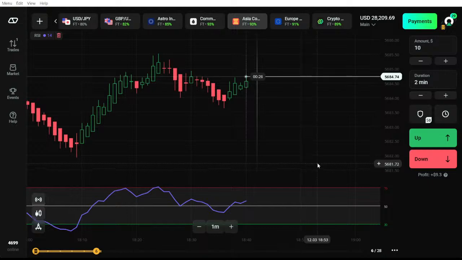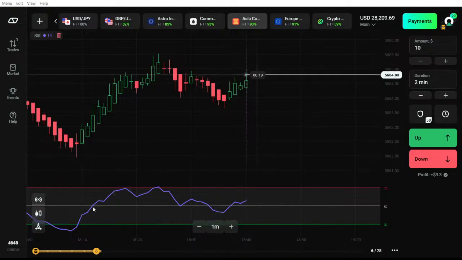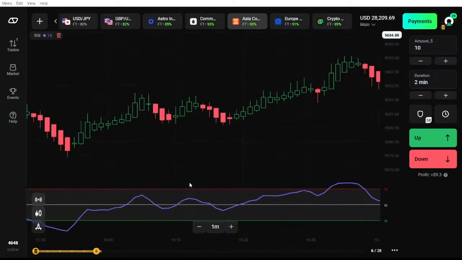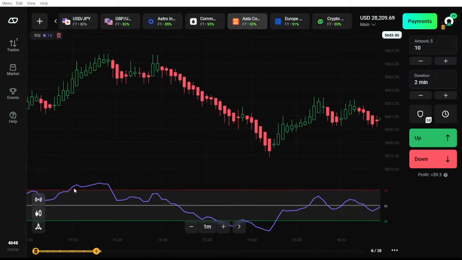Or in case you are not able to memorize the names of these lines, let it be. All you need to understand is that whenever this RSI is intersecting any of these two lines, first we will be focusing on these two, then I'll teach you about this line also. Whenever there is a crossover, if you find that this line intersected and entered the zone above the 70 line or below the 30 line, at that time the specific asset is in the situation of overbought or oversold.